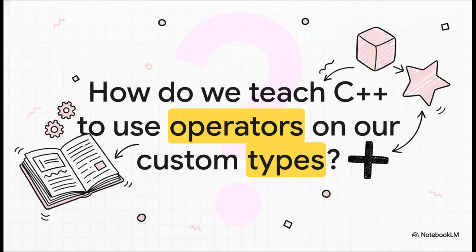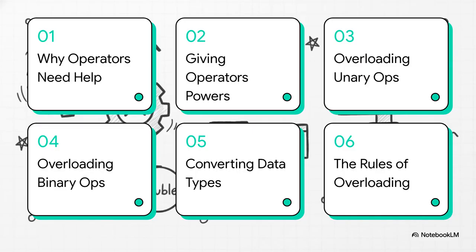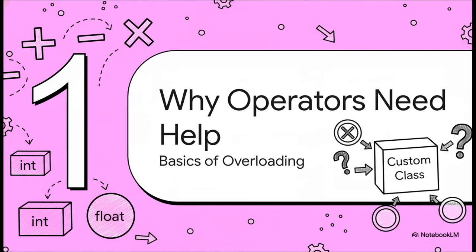How do we fix this? How do we basically hand C++ an instruction manual for our classes? How can we teach it to use an operator we already know and love, like the plus sign, with the custom things we've built? Okay, so here's our game plan. First, we'll talk about why operators even need our help. Then we'll get into the fun part, giving them new powers for both unary and binary operators. From there, we'll look at converting between data types, and we'll wrap up with the really important rules of the road.